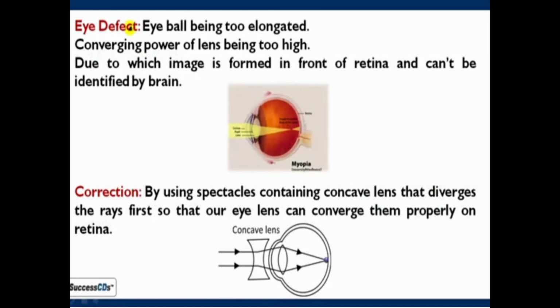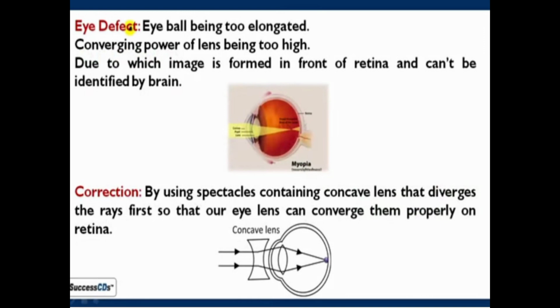Now how can it be corrected? By using spectacles containing a concave lens. As we saw in this eye defect, the converging power of the lens is becoming very high. So we can say that the convex lens power is becoming very high. For correction, it's obvious that we need to use a concave lens. So by using spectacles containing a concave lens, which diverges the rays.